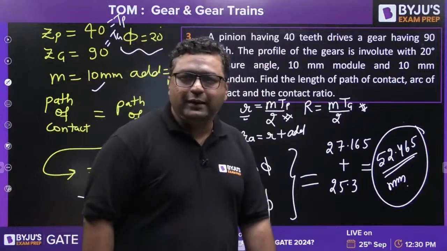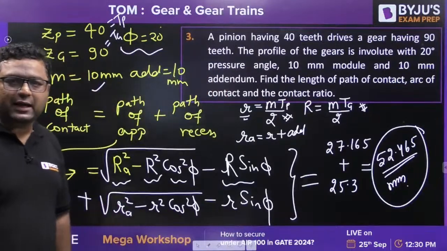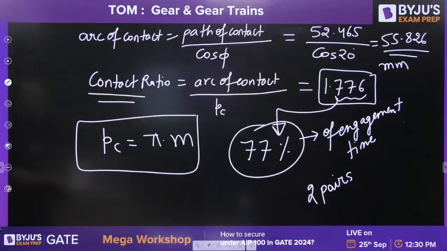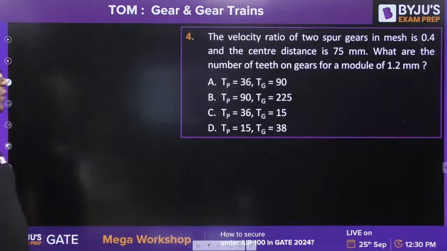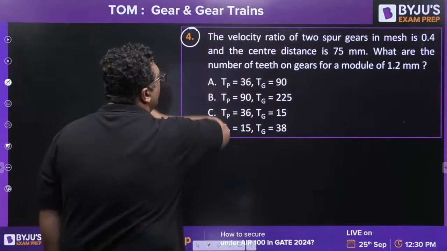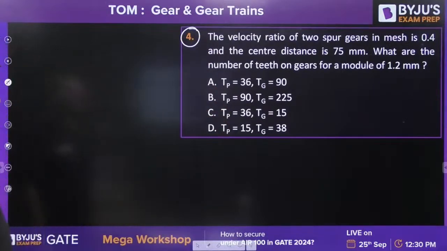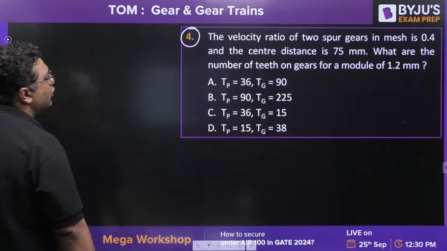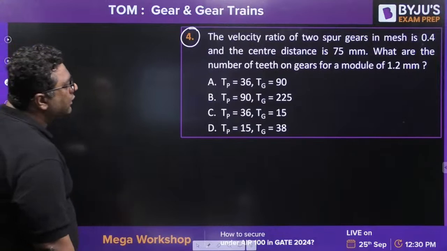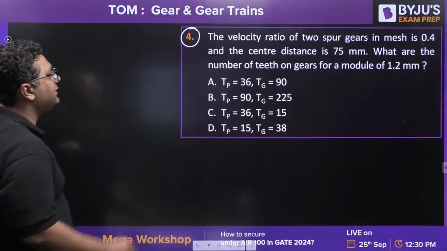Okay. Yes, very good Manas. बहुत ही बढ़िया. So let us move to question number 4 guys now. Question number 4 is, the velocity ratio of two spur gears in mesh is 0.4. Velocity ratio is 0.4. Then they are saying the center distance is 75.